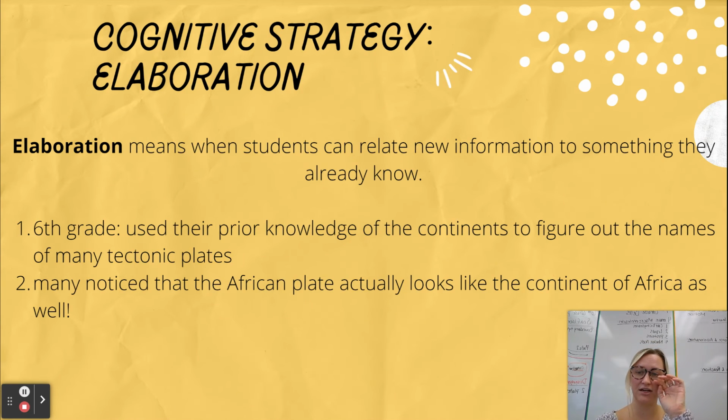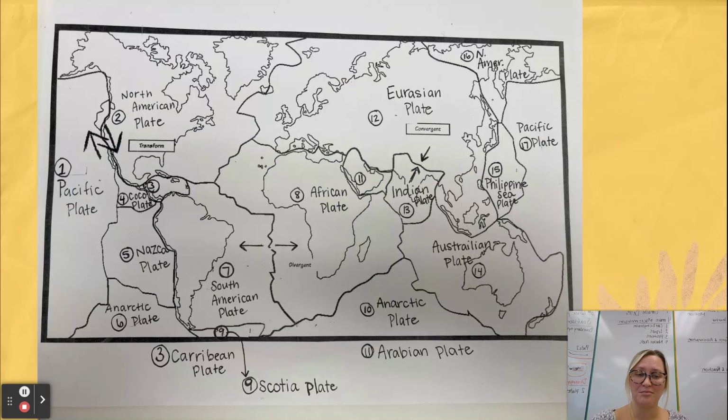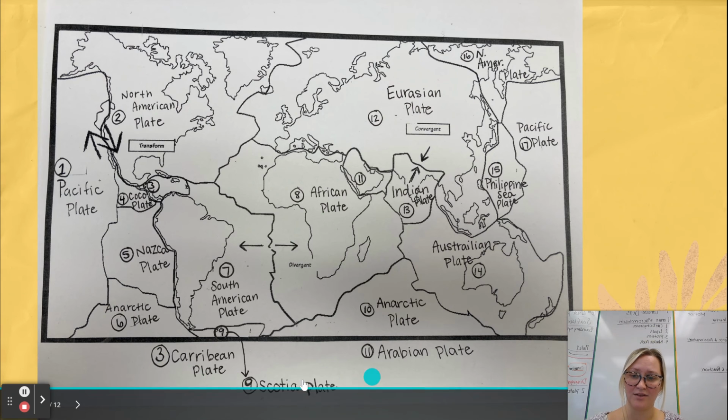And my last one here is elaboration, which I use often, meaning that students can relate new information to something they already know. So 6th grade this week used their prior knowledge of the continents to figure out names of many tectonic plates. That doesn't mean they figured out them all or knew them all by heart already, but they did make some really awesome observations. This is the worksheet that I gave them, and we wrote in each of the plate names, as you can see.